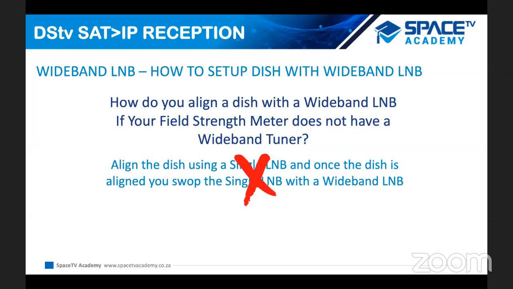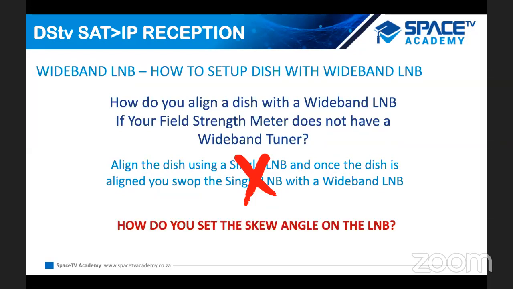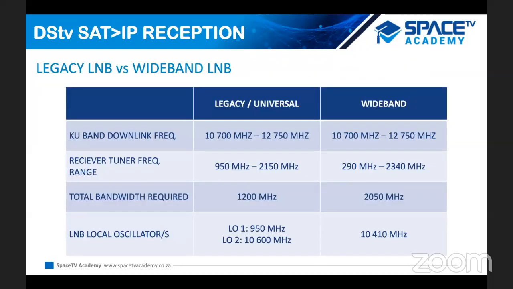Because yes, you will align the dish, sure, so the dish will be in alignment. But as soon as you swap the LNB, how do you actually set the skew angle on that LNB now? And as I said earlier in the start of this presentation, the skew angle becomes very critical in these types of installations. So no, you do not swap the LNB. You actually use the wideband LNB to align your dish and set the skew angle. But we've just said that the frequency range is a lot wider than what your meter can see. So how do we do this?